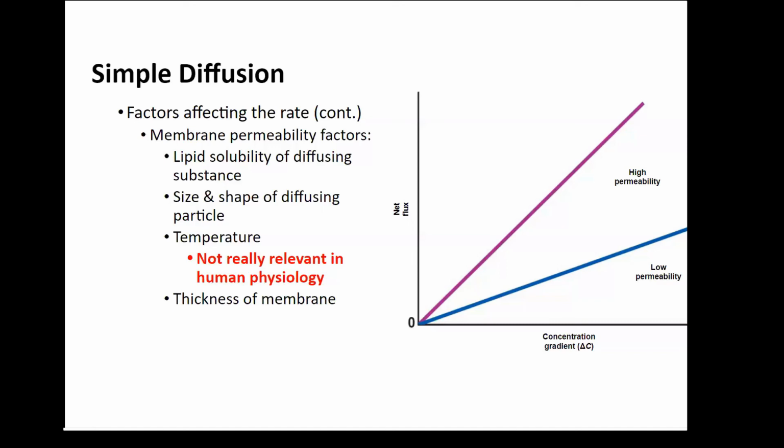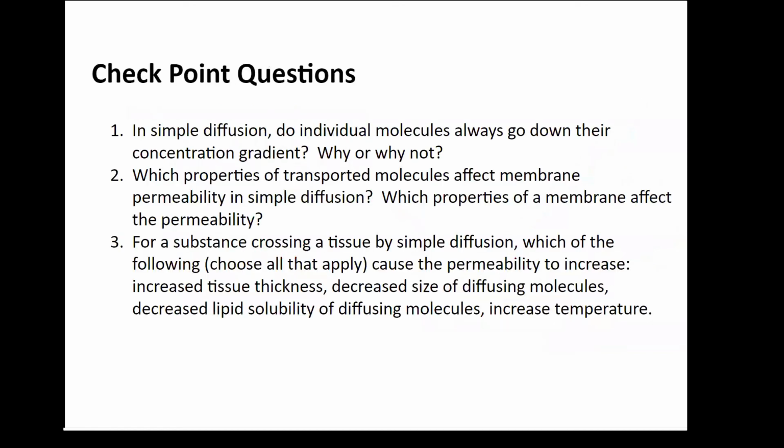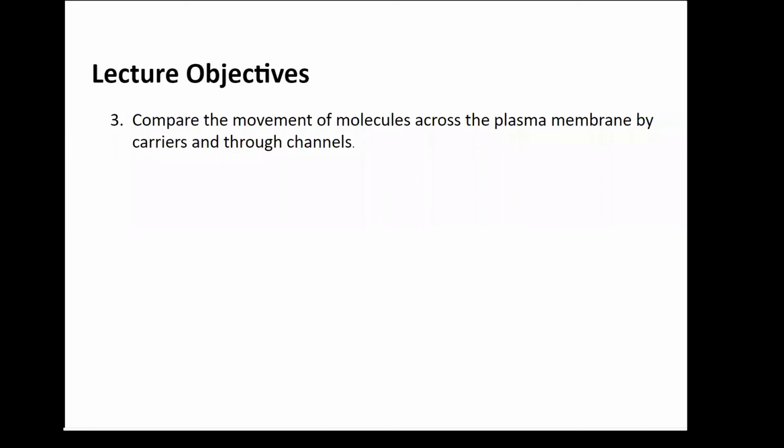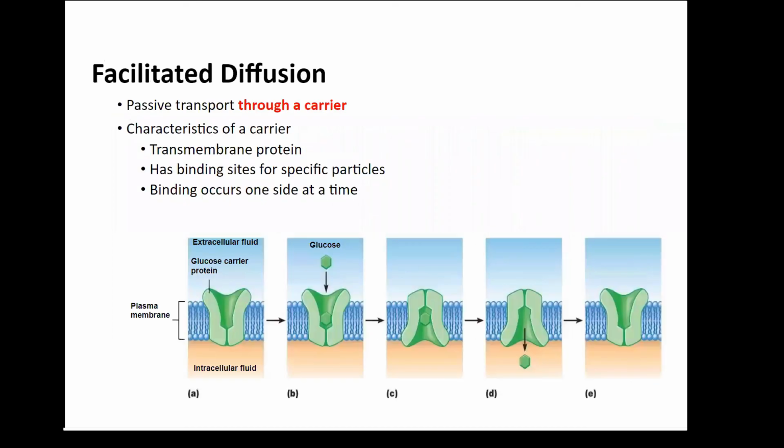So just simple diffusion directly across the membrane, no proteins. You can practice with these later. These checkpoint questions should be fairly straightforward. We're going to move on to thinking about carriers and channels, our other two types of passive diffusion that we will see.